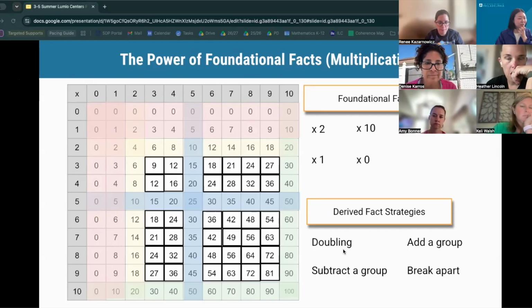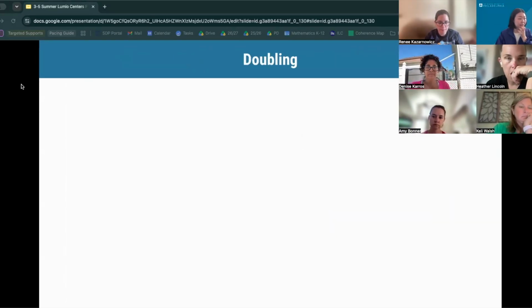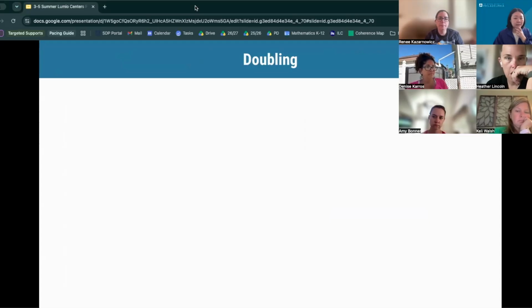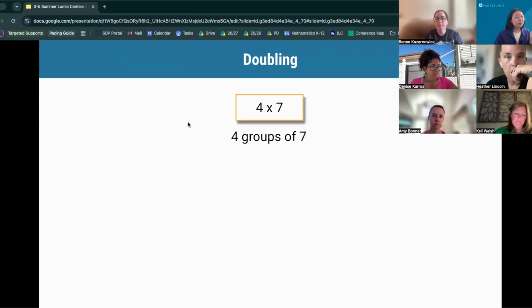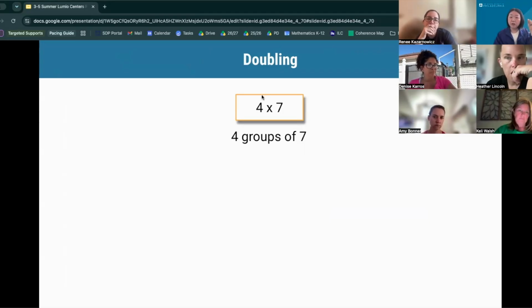So let's go into our first derived facts strategy of doubling. So what do we mean by doubling? Remember, all of these strategies are anchored in one of our foundational facts, our 2s, 5s, 10s, or 0 and 1. I'm going to show you an example of when we're anchoring a fact based on our knowledge of 2s, or times 2s.